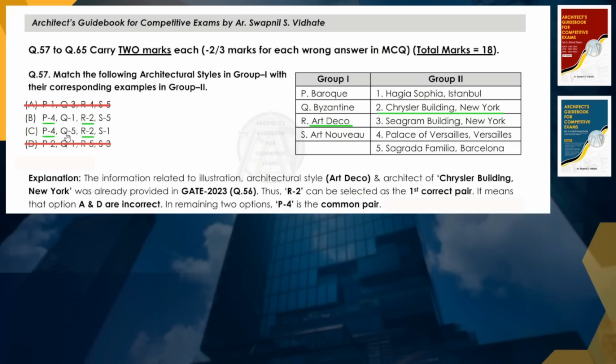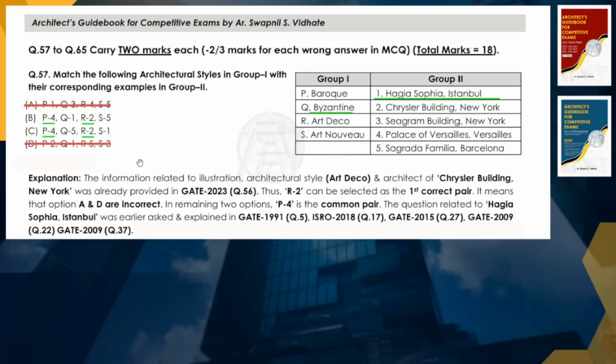We need to look at the pairs matching with Q, the architecture style mentioned at Q, and the architecture style mentioned at S, and their respective building mentioned in group 2. So if you see the question related to Hagia Sophia, Istanbul, which is Byzantine style of architecture, the question related to this particular building has been asked multiple times in GATE 1991, ISRO 2018, then GATE 2015, GATE 2009. So the correct pair here will be Q1, right? Which is mentioned at option B. So option C will be again the incorrect one. So here option B will be the correct one.